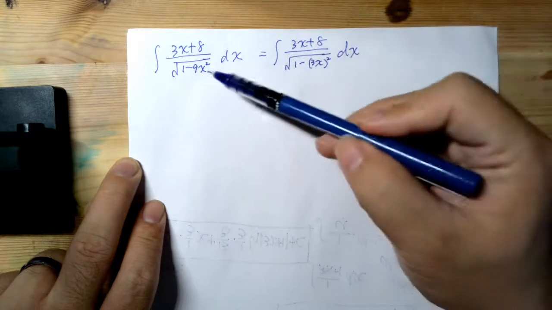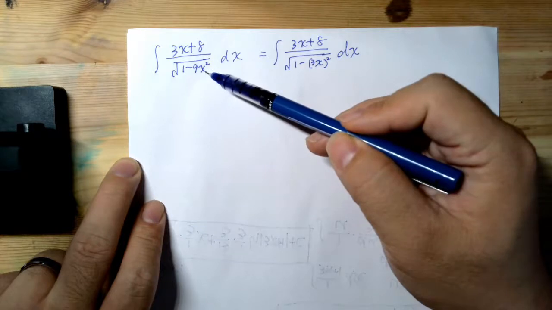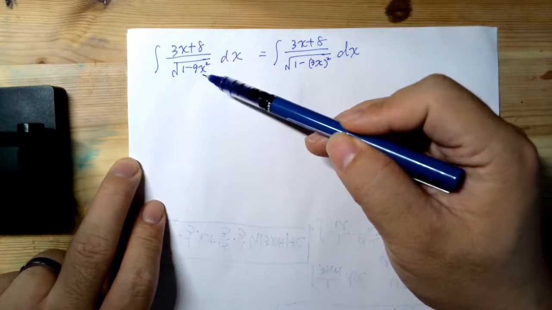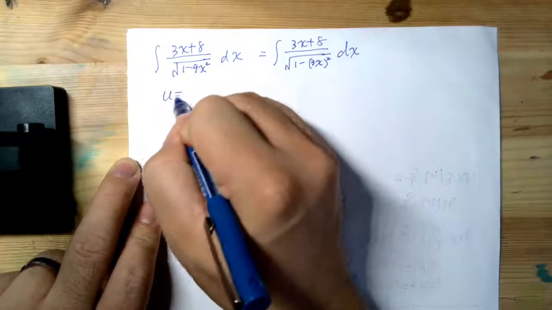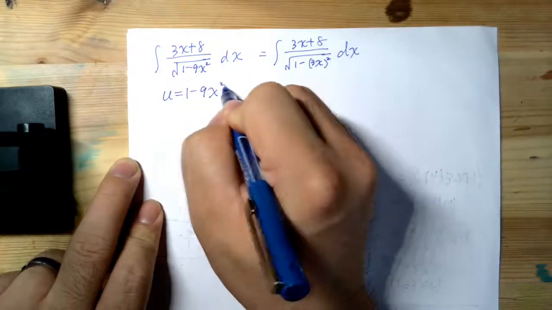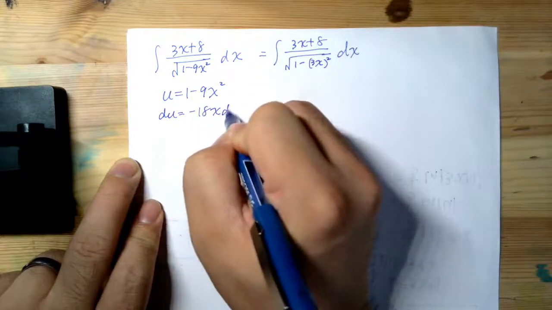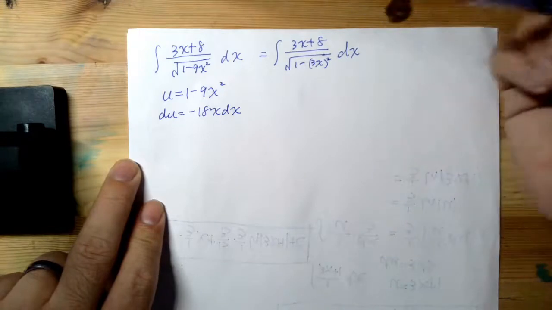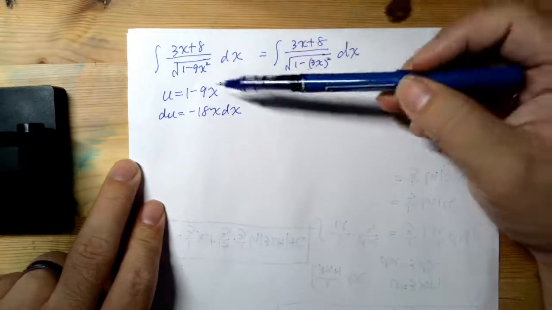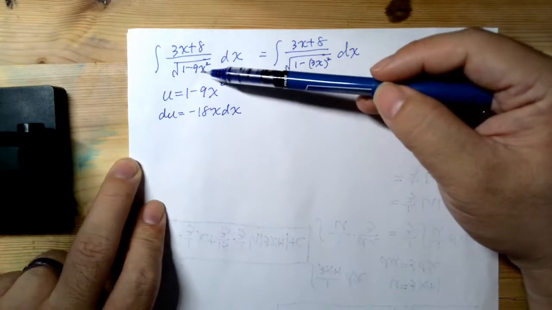Because you see, if you set u equals 1 minus 9x squared, then du is going to be negative 18x dx. Okay. So take a look at what we have. It is okay, we can substitute a u here. That's where we start.